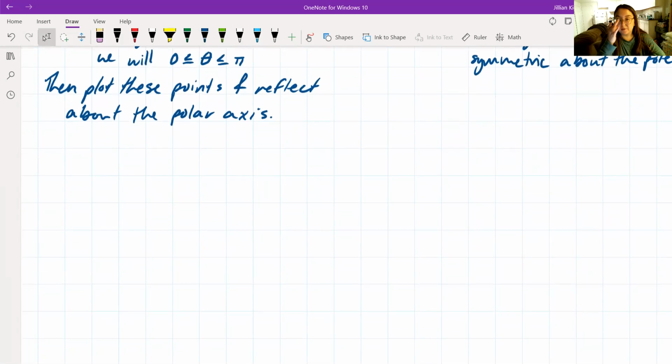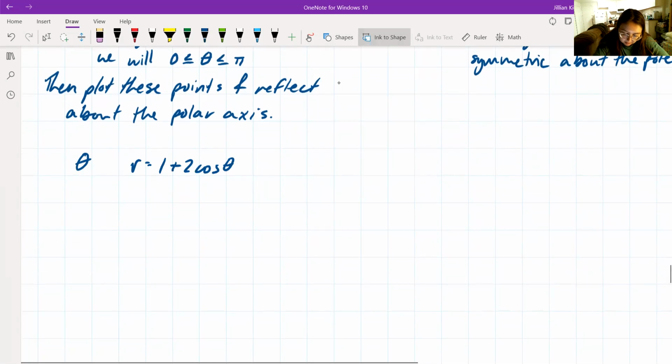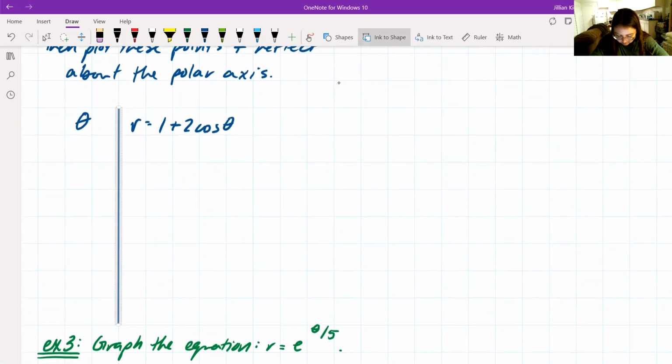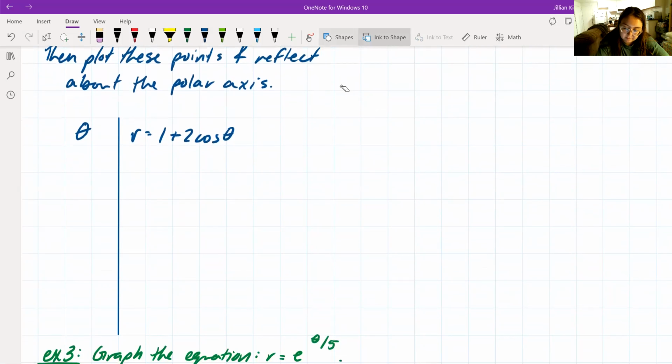All right, so we have enough room here. We're going to draw out our table with values. So we're definitely starting with theta, and we're going to have r, which in this case we have r is equal to 1 plus 2 times cosine of theta. Let's go ahead and finish it here. And we're going to end up testing 7 values. So we definitely want to start with the value of 0, and we end with the value of pi.